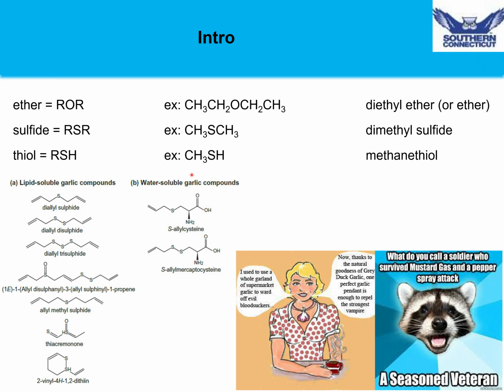Sulfur compounds are well known as having a garlic smell. In fact, many sulfur compounds are found in garlic, mostly sulfides and thiols.